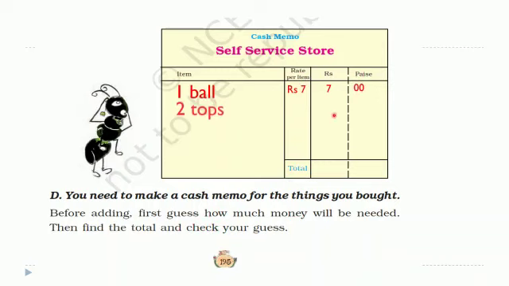Okay. The next one, 2 tops I wrote. So first you have to write here the cost of 1 top, that is rupees 2. But I have bought 2 tops. So that is 4 rupees and 0 paise. And then 1 giraffe. For 1 giraffe it is rupees 6 and 0.50, means 6 rupees 50 paise. So I will write here 6 and here 50 paise.